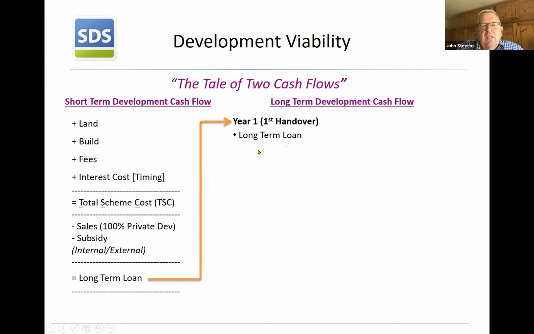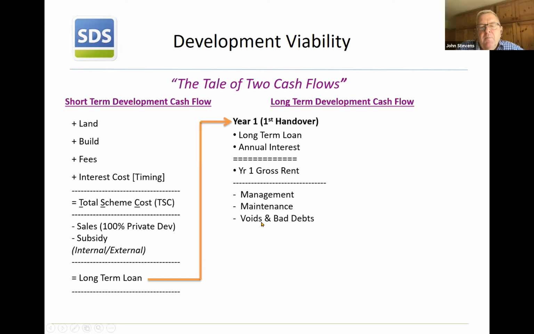And there sits our long-term loan, and attached to it is obviously its own interest, because we haven't paid the loan off. Therefore, the bank will still want interest attached to that loan. Now, how are we going to pay off that loan? In the simplest example, we collect rent from the homes we've built, and we collect the gross rent. Unfortunately, from the gross rent, we actually have to deduct our landlord costs, our management, maintenance, voids and bad debts. And we have to perhaps think about service costs and service charge, more of which I'll come onto later.